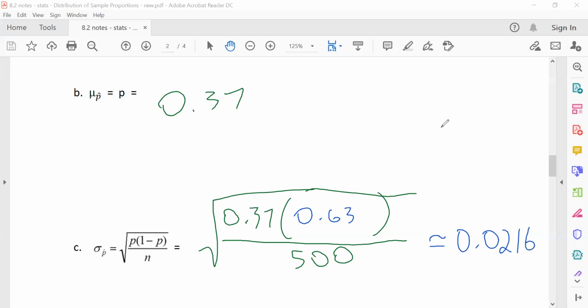And you get 0.0216. So the sampling proportion is going to be normally distributed, we already checked, with a mean of 0.37 and a standard deviation of 0.0216. We're going to use that to do normal probability computations next time. It's really just not so bad.